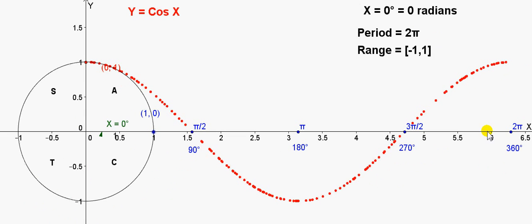So the period is the smallest interval over which a function repeats itself, or we could call it period to cycle as well. In this case it's 2 pi radians, just like it was for the sine function. We can also see that just like the graph of y equals sine of x, the range of the function y equals cos of x is from minus 1 to plus 1.